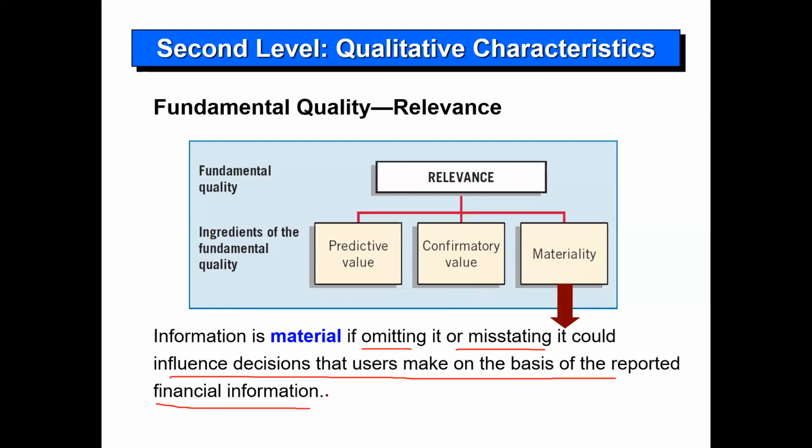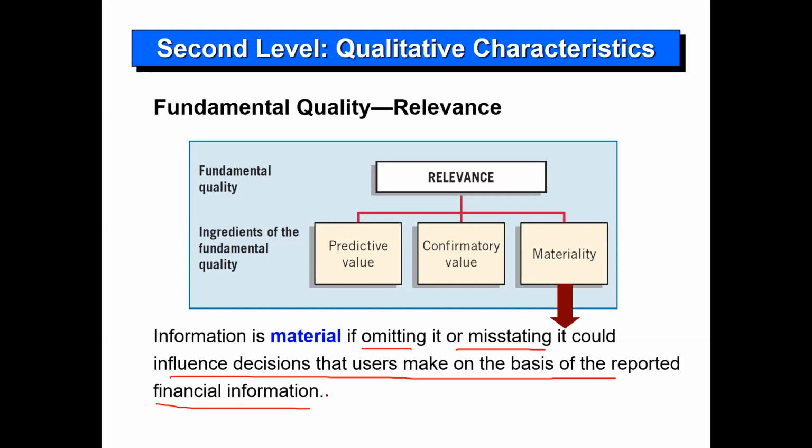One number can be material in one company and immaterial in another company. For example, $10,000 or 10,000 Egyptian pounds in one company maybe will be considered a material number. In other companies maybe it is immaterial.